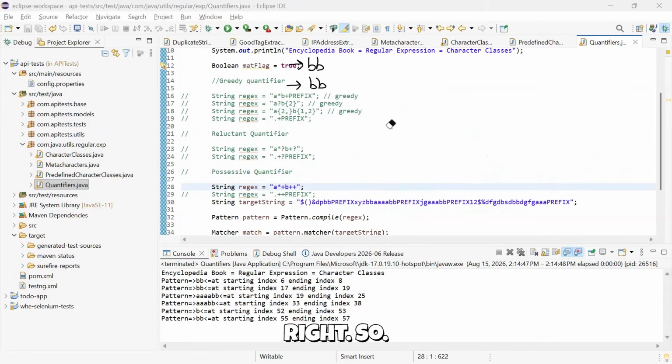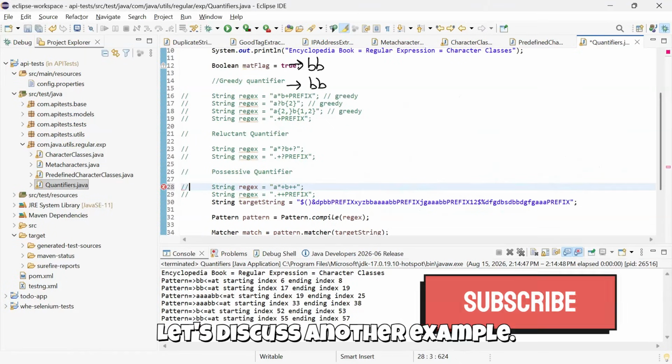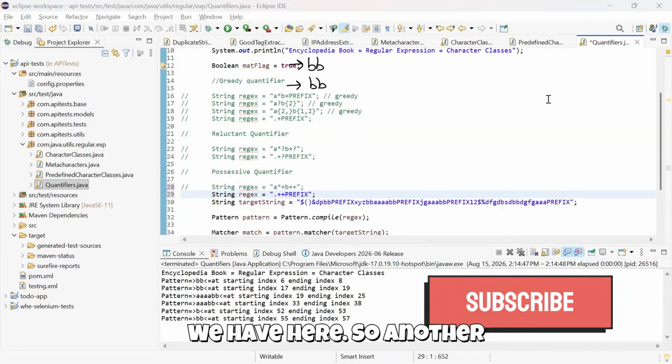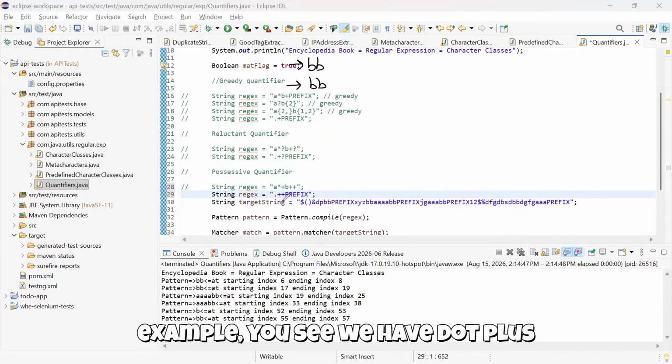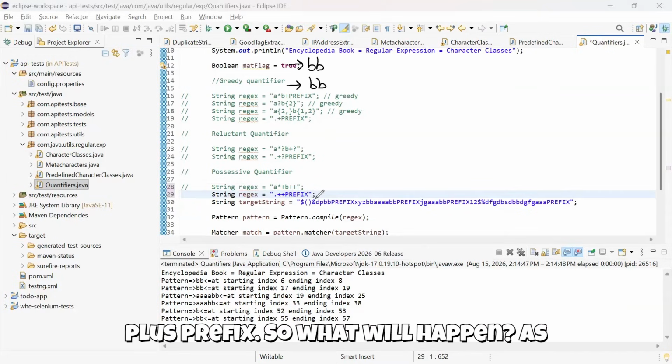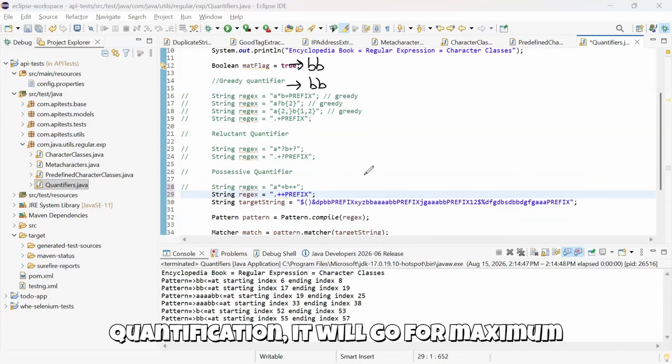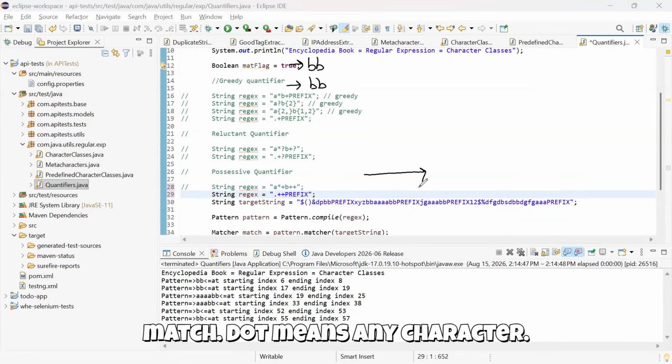Right? So let's discuss another example we have here. Another example you see, we have dot plus plus prefix. So what will happen? As I told you, it's a possessive quantification. It will go for maximum match.